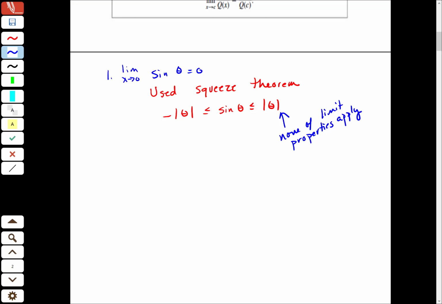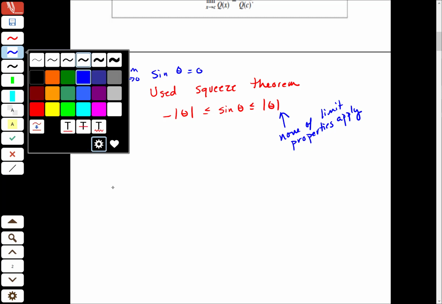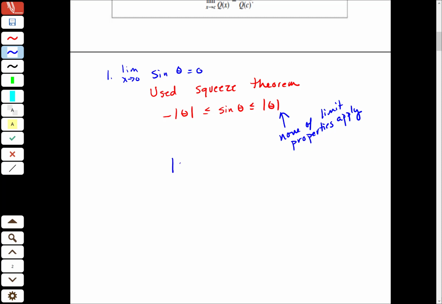But we didn't do that, and I think a lot of you, when I mentioned that, thought that that was a little bit... I just want to make sure that you understand the absolute value of theta is just equal to theta when theta is greater than or equal to 0, and it's equal to negative theta when theta is less than 0. It should be the same value.